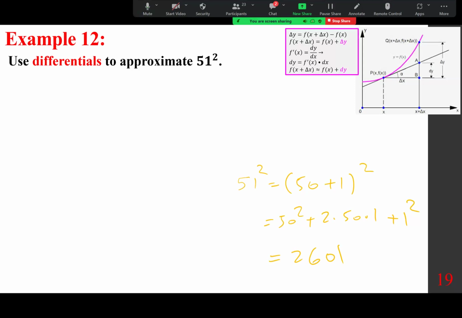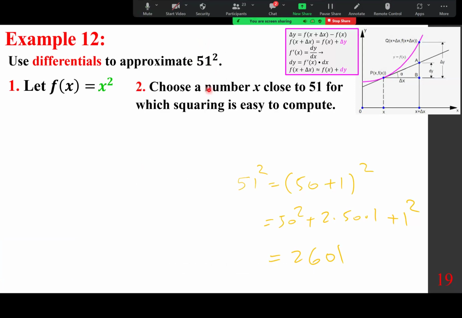What is the process? Number one, we need a function that represents this operation. So all you have to do, read 51 what? Squared. So the function that we need, f of x, must be x squared. Step two, choose a number x close to 51 for which squaring is easy to compute. And I hope you recognize that number is 50, because when you want to square a number that ends with 0, you just square the 5 and then add 00. It's that simple. Everybody knows that.